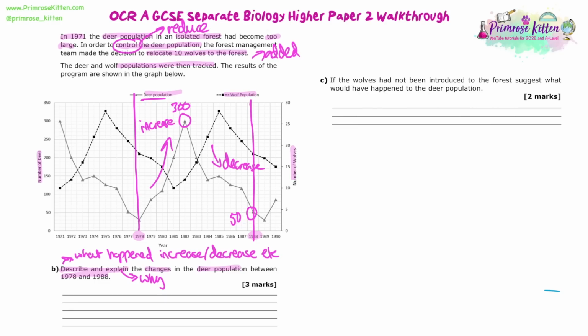So that's the describe. So we've got 2 points here. We've got an increase and then a decrease. So we need to explain the increase, give a reason for the increase, and give a reason for the decrease. So this is really a predator-prey graph, or a predator-prey relationships question.